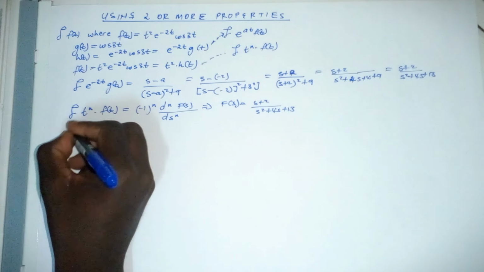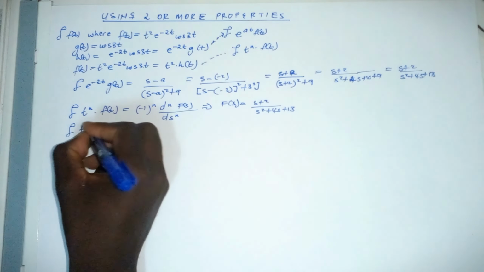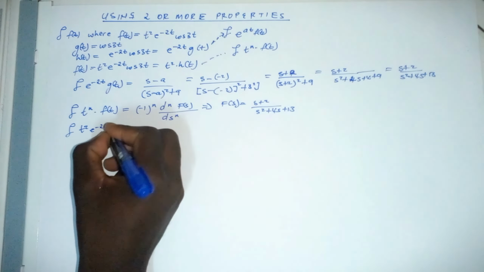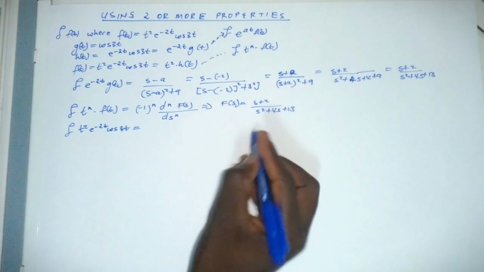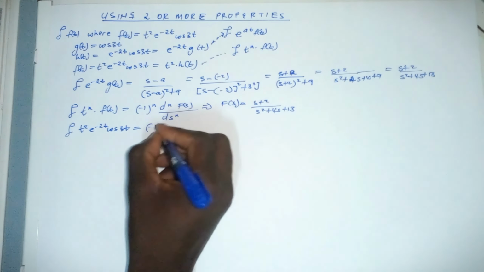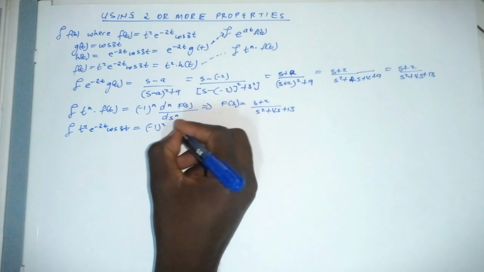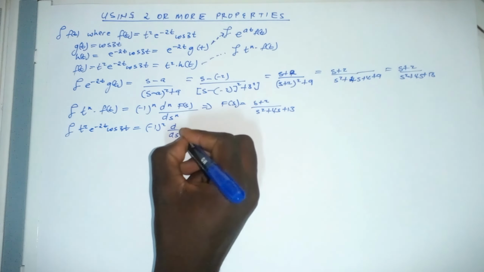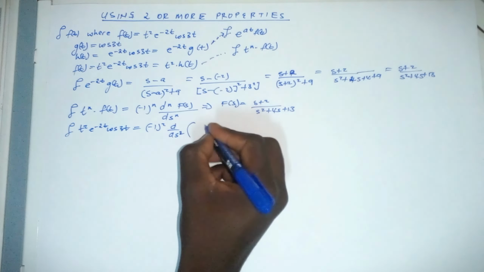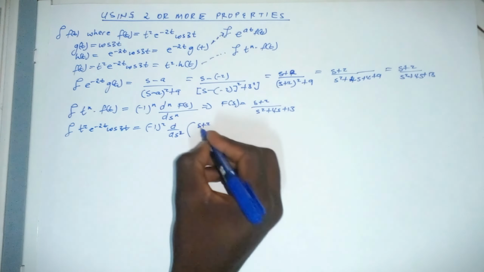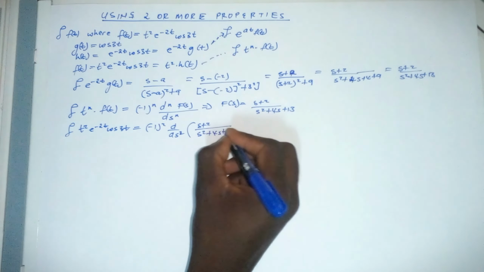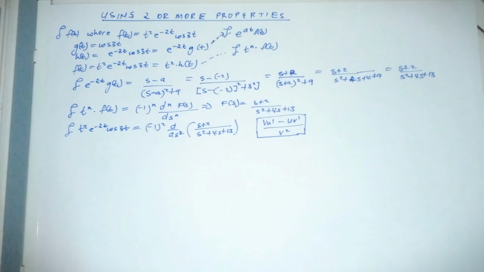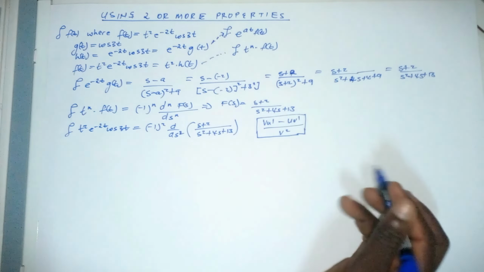So the Laplace transform of t squared e to the power negative 2t cos 3t is equal to negative 1 to the power 2, which is positive 1, d²/ds² of (s plus 2) divided by (s squared plus 4s plus 13). We're going to use the quotient rule, and this is the formula for the quotient rule.